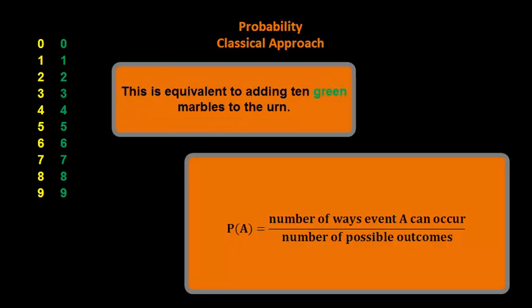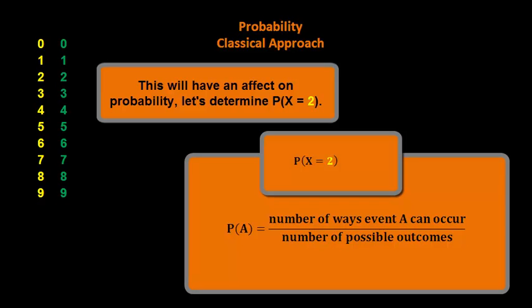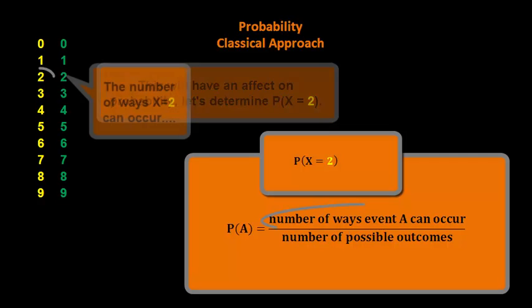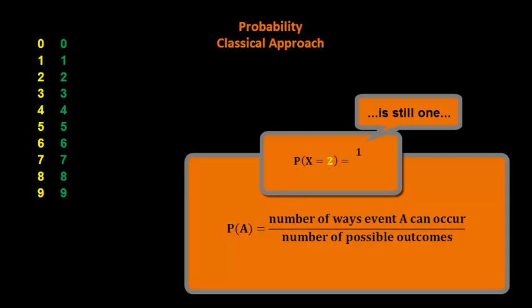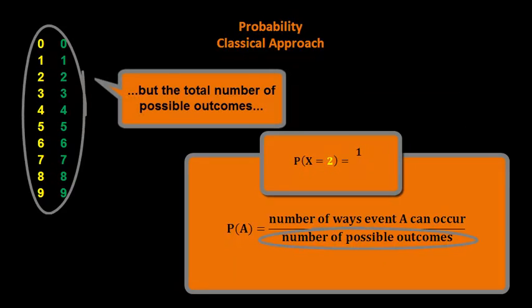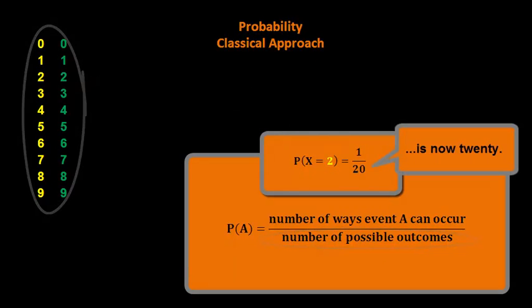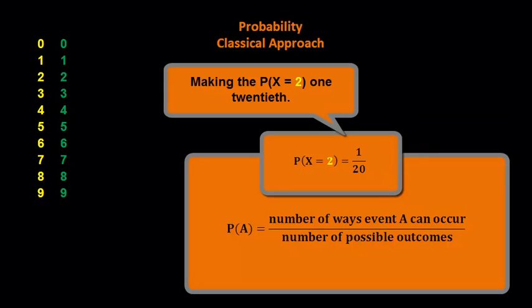Let's now add a column of green numbers. This is equivalent to adding 10 green marbles to the urn. This will have an effect on probability. Let's determine the probability of x equals a yellow 2. The number of ways x equals a yellow 2 can occur is still 1, but the total number of possible outcomes is now 20, making the probability of x equals a yellow 2 1/20th.